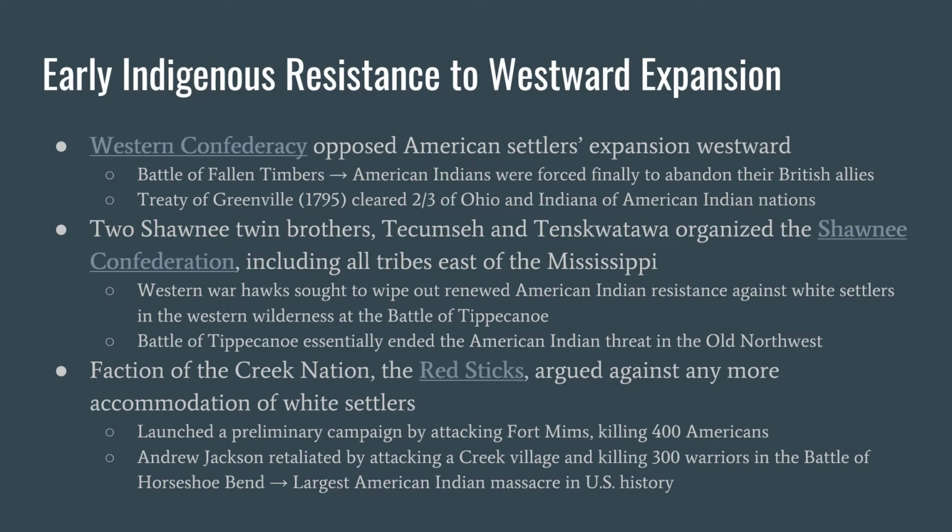And then finally, there is a faction or a small group of the Creek Nation called the Red Sticks that argued against accommodation of white settlers. The Creek had traditionally been a little more accommodating, thinking that that was a way they could keep some of their land. But this group, the Red Sticks, were very much against that, and they launched a preliminary campaign of resistance at Fort Mims, near Mobile, Alabama, and this attack ended up killing 400 Americans.